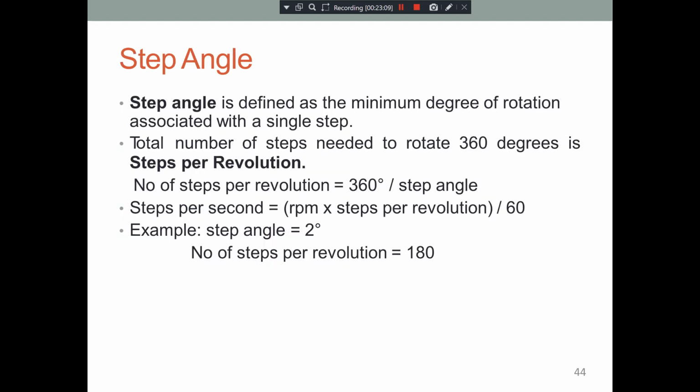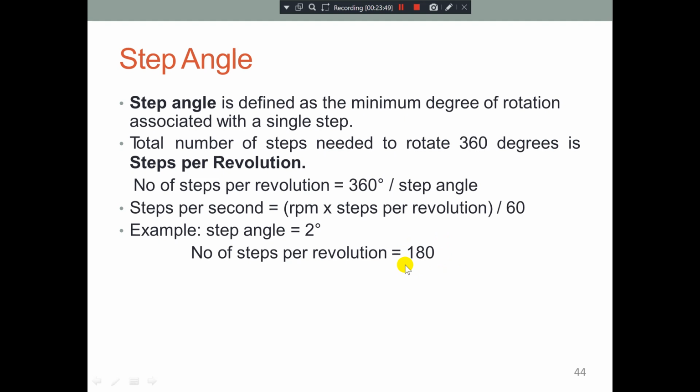So, step angle is defined as the minimum degree of rotation associated with a single step. The total number of steps needed to rotate 360 degrees is the steps per revolution, which is given by 360 degrees divided by the step angle. Each step per second is given by RPM. So we are going to measure the motor speed in terms of RPM: RPM equals steps per revolution divided by 60. For example, if the step angle is 2 degrees, the number of steps per revolution will be 180.